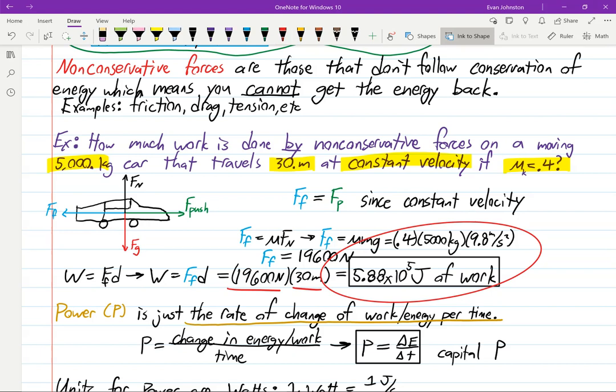This is how much energy goes into essentially friction, which is really just the heating of the road, the heating of the car tires, it's all of the friction, and this is all energy that I cannot get back, is really the idea for it.